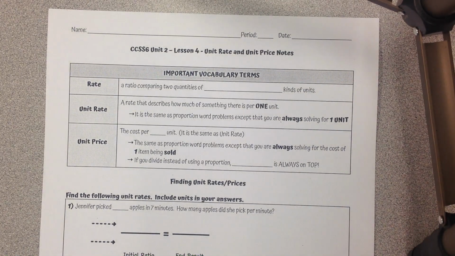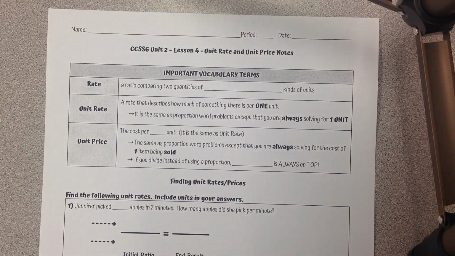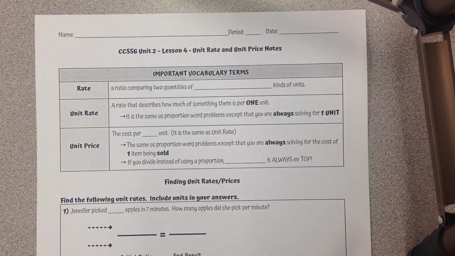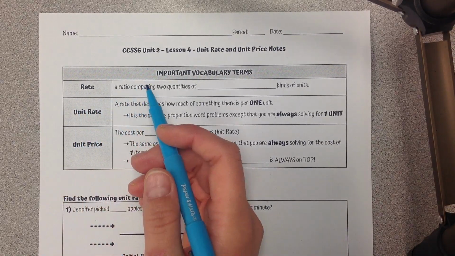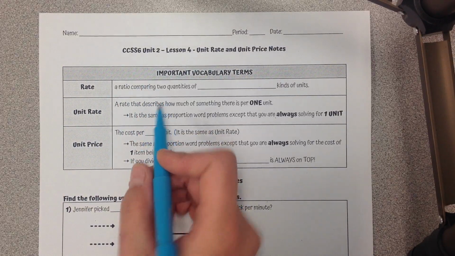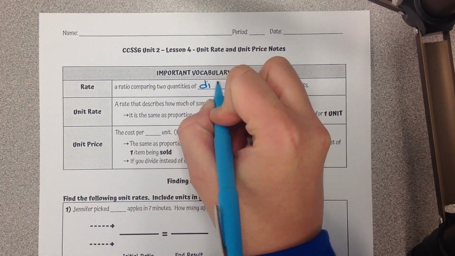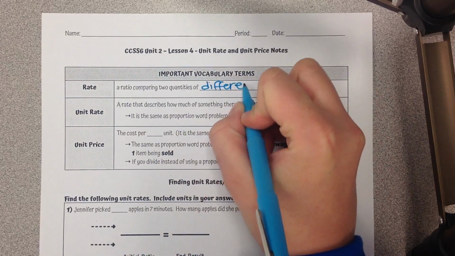All right, today we are doing lesson 4, unit rate and unit price. So we have a few new vocabulary terms we have to look at. The first is rate. A rate is a ratio comparing two quantities of different kinds of units.